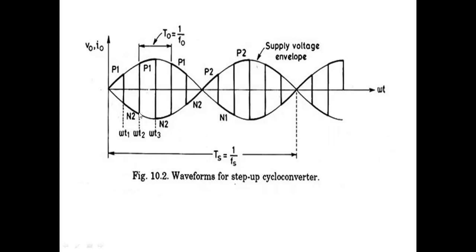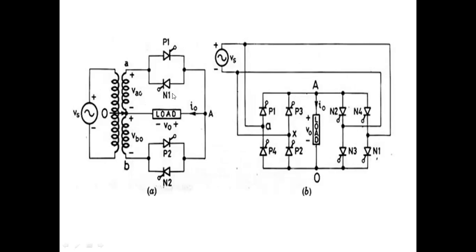Again forcibly switch off this. Again switch on P1 here. Then again P1. Again forcibly switch off P1, N2. When P1 is on, we'll get positive cycles. When N2 is on, we'll get the negative cycles. Why negative cycles? Because the load current direction is changed.